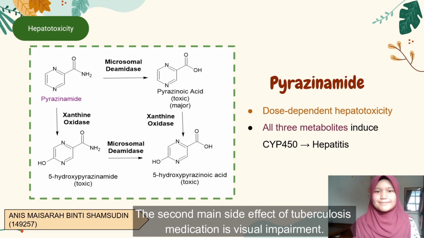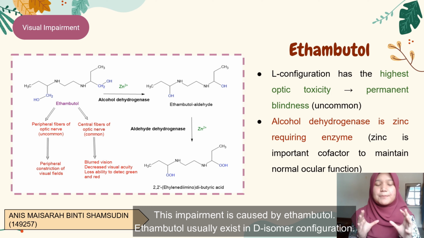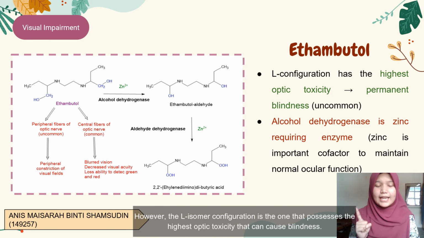The second main side effect of tuberculosis medication is visual impairment. This impairment is caused by ethambutol. Ethambutol usually exists in isomer configurations. However, the L isomer configuration is the one that possesses the highest optic toxicity that can cause blindness. However, this blindness is uncommon, because the L configuration of ethambutol is less likely to be formed.